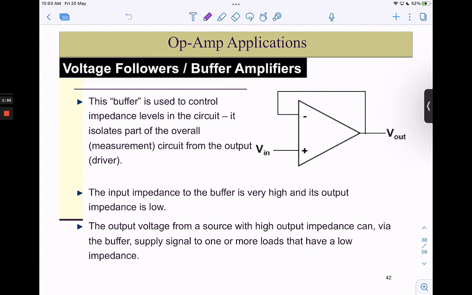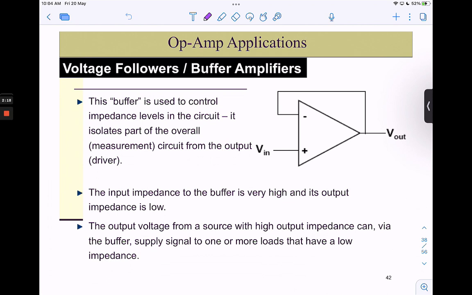So it isolates part of the overall measurement circuit from the output, which is one of the important things that you want when you use the buffer. Okay, usually the voltage buffer has a very high input impedance, and the high input impedance is, I think, the important reason that we use a buffer or voltage follower.